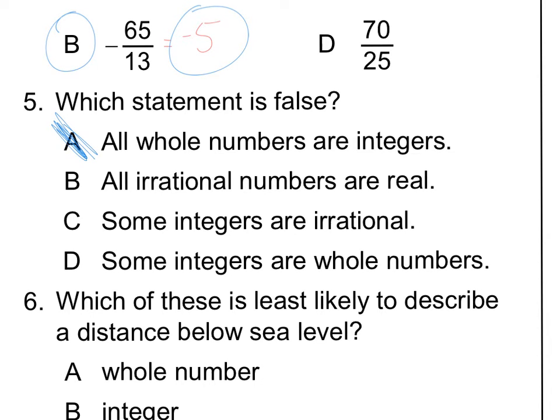It says all irrational numbers are real. What kind of numbers are real? All numbers. So that's got to be true. Some integers are irrational? No, remember, once you're irrational, that's it. You can be real and irrational. Integers are on the other side of that graph that we looked at, so that's not going to be true. It says some integers are whole numbers. Well, the number 3 is a whole number, and it's also an integer, so that would be true. So C would be our answer there.